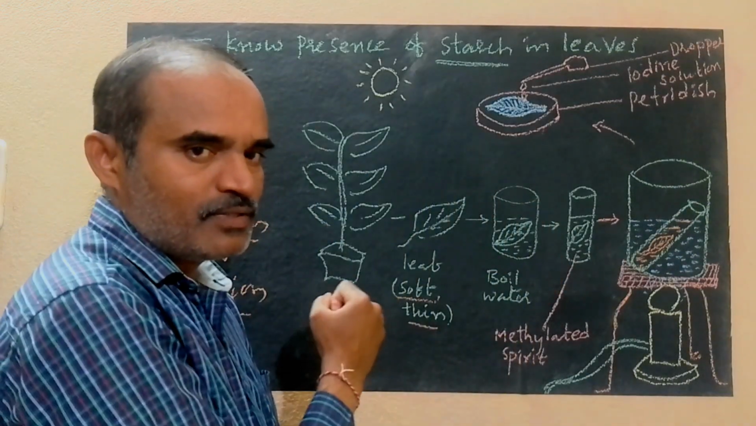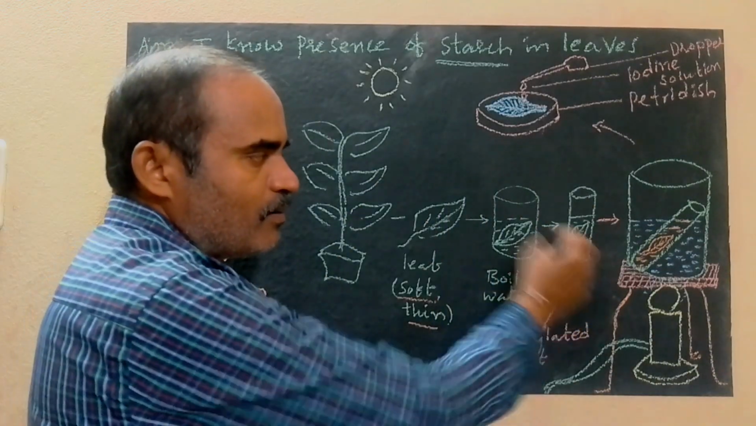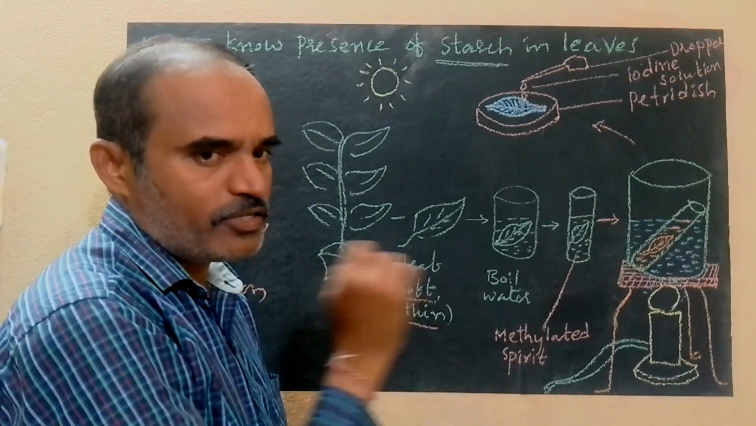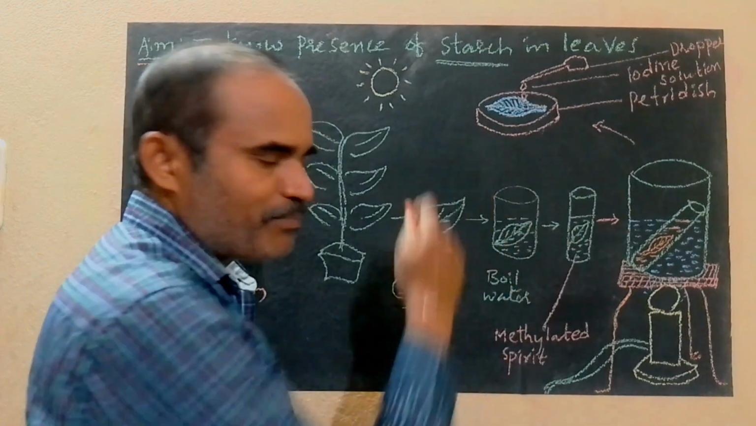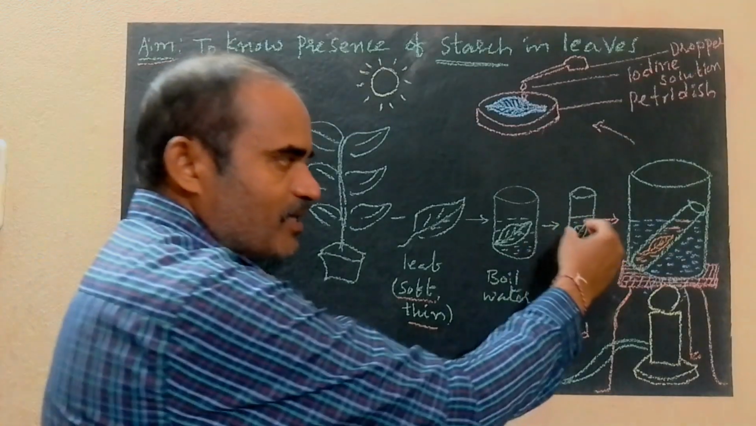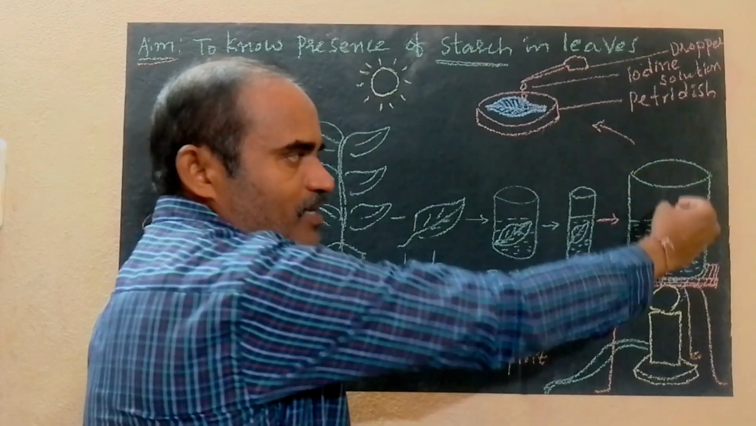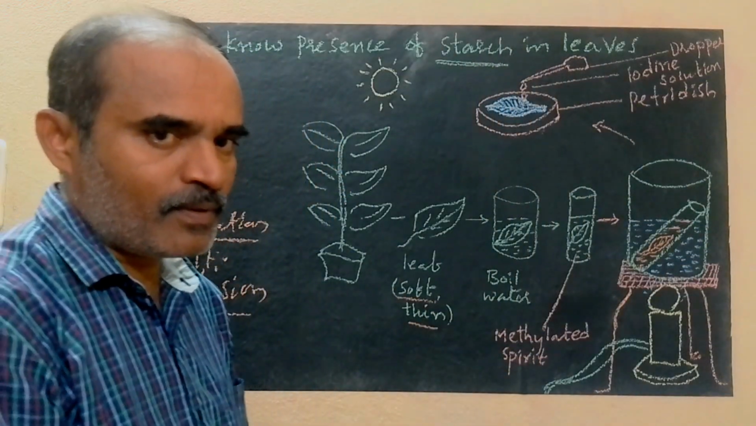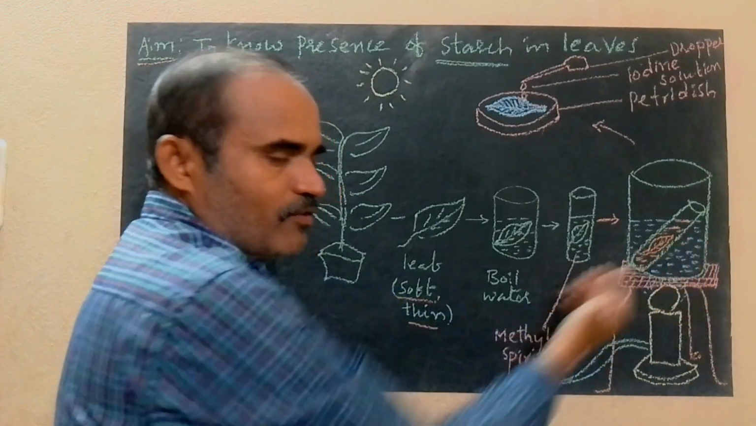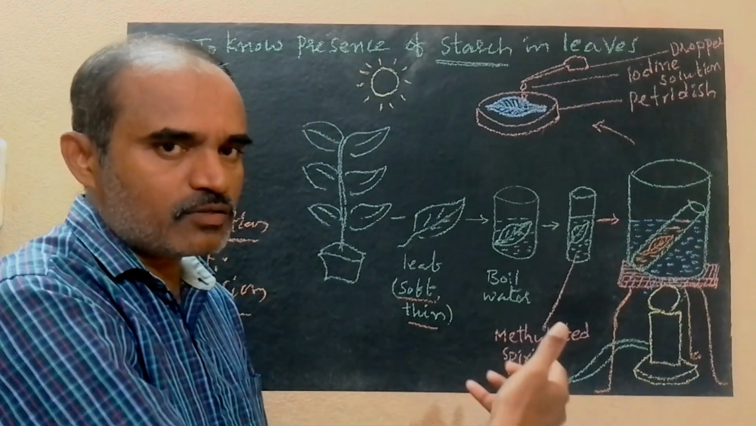Then collect the leaf from the beaker of boiling water and insert it in a boiling tube containing methylated spirit. Why are we keeping it in methylated spirit? To remove chlorophyll. The methylated spirit containing tube, with the leaf already inserted, should be placed in a water bath to remove chlorophyll. After 5 minutes the water starts boiling, and the methylated spirit also starts boiling.